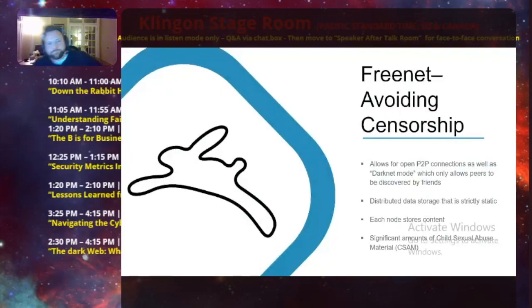Freenet. So Freenet was designed for avoiding censorship. It allows for peer-to-peer connections, as well as what they call a darknet mode. And their darknet mode does not mean it's using Tor or I2P.